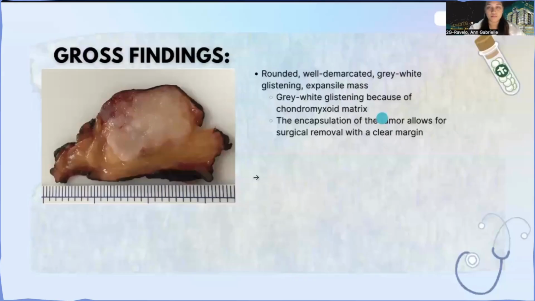So the gross findings for this specimen is first, it has a rounded, well demarcated gray white glistening expansile mass. So it's gray white and glistening because of the chondromyxoid matrix, and the encapsulation of the tumor allows for surgical removal within a clearer margin.